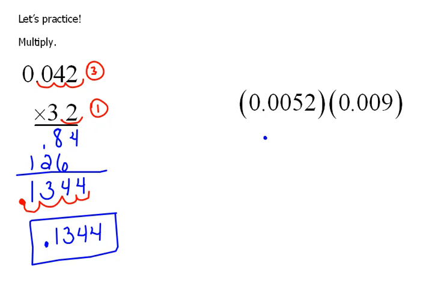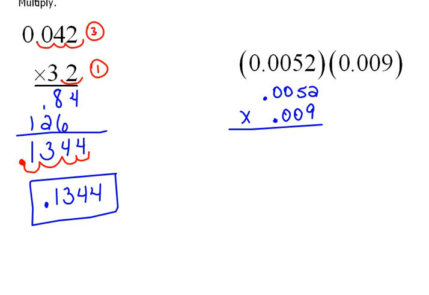So I'm going to go ahead and write this as 0.0052 times 0.009. Now notice I didn't put the zeros before the decimal. We don't really have to have them there, and sometimes it makes it a little bit more confusing to see. But I'm just going to ignore that these zeros and these decimals are here, and I'm just going to multiply what would be the whole numbers. So I'm going to multiply 52 times 9.